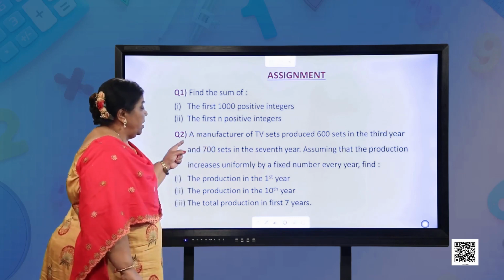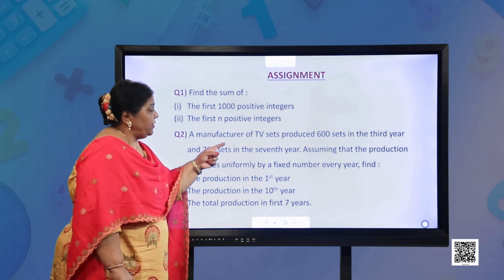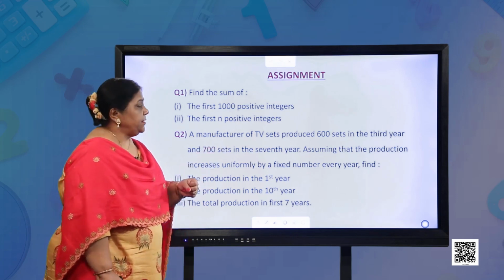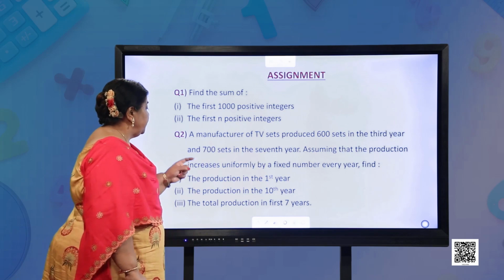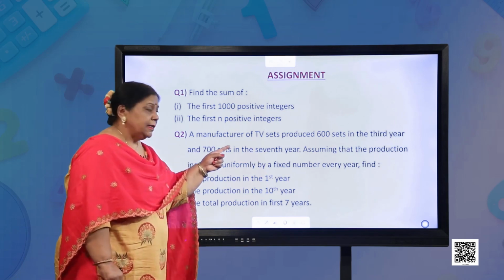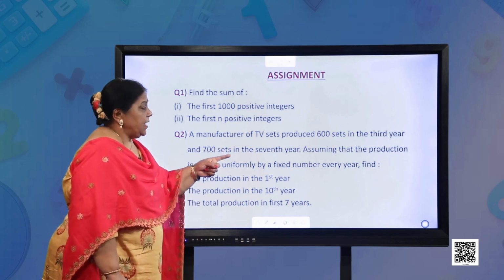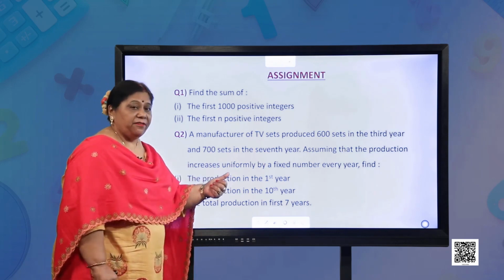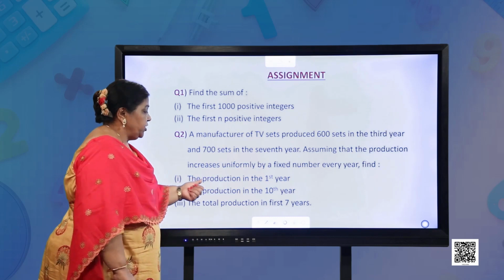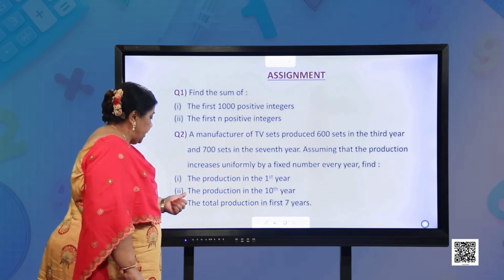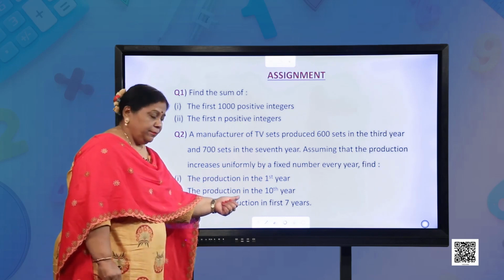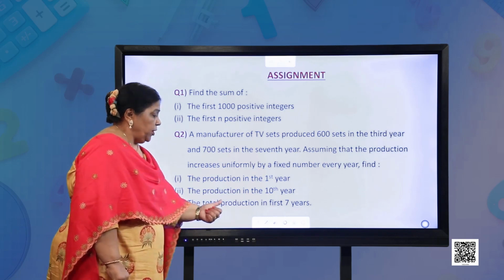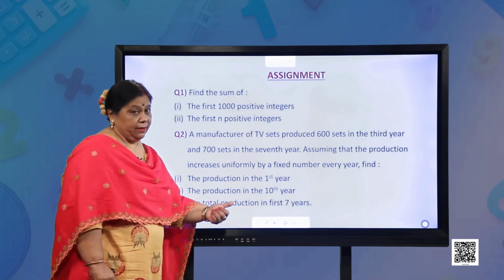Question number 2. A manufacturer of TV sets produced 600 sets in the third year and 700 sets in the 7th year. Assuming that the production increases uniformly by a fixed number every year, find the production in the first year, second the production in the 10th year, third part the total production in the first 7 years.